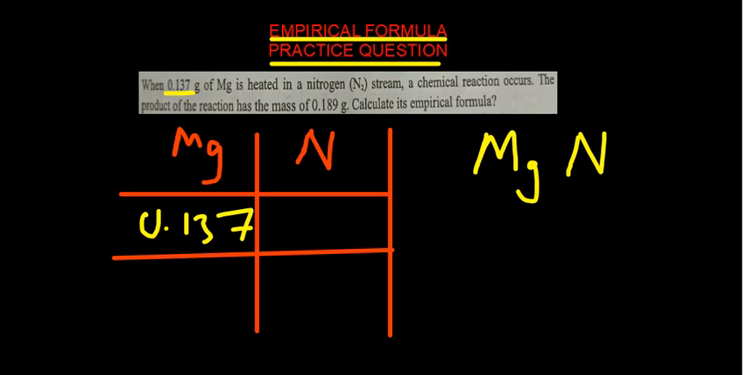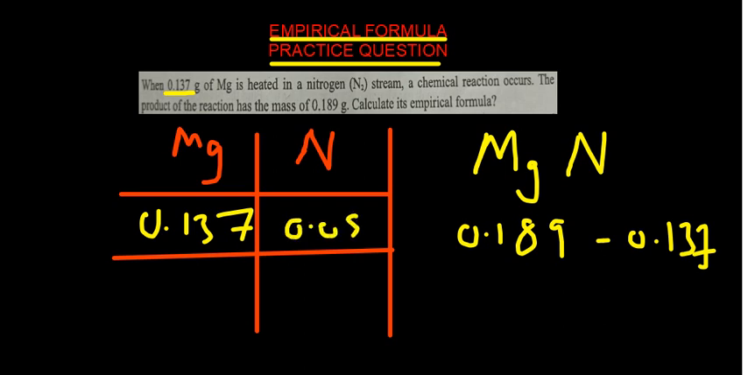So you therefore say 0.189 minus 0.137. Okay. So 0.189 subtract 0.137, 0.052. So that becomes our mass of nitrogen, 0.052. So we have our masses there. We're able to determine the number of moles by dividing by the molar masses. So here approximately the molar mass is 24 grams per mole, approximately 14. So we need to divide these.